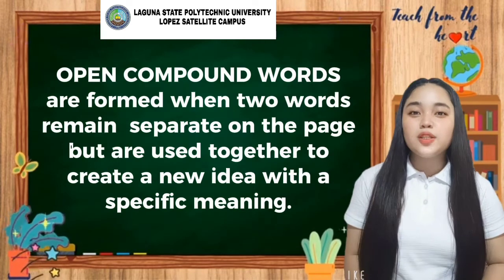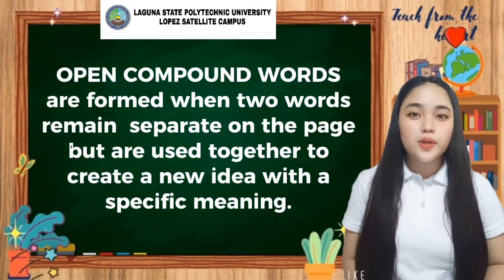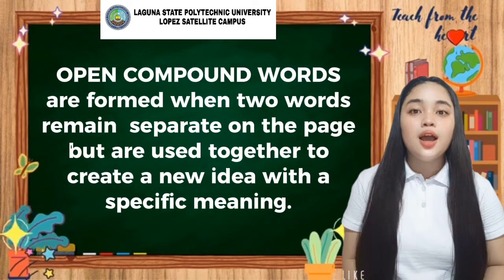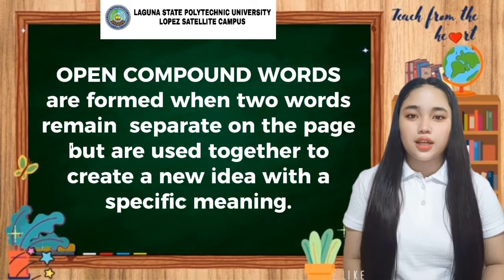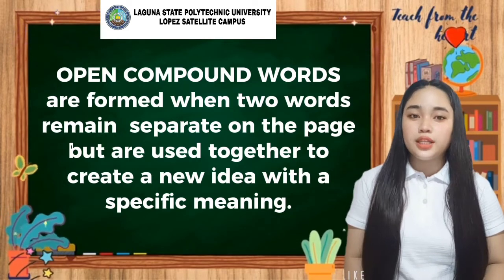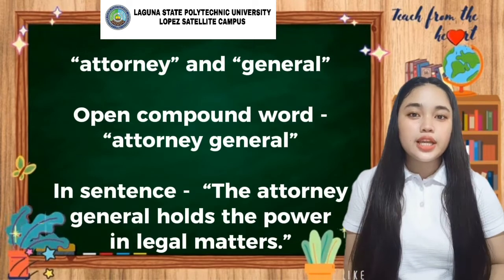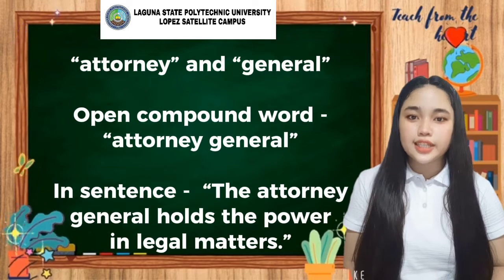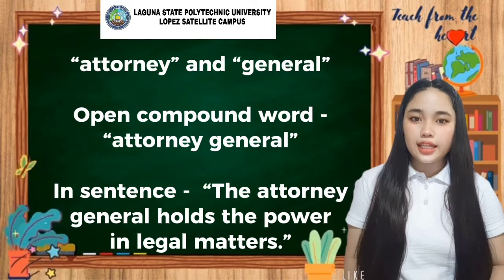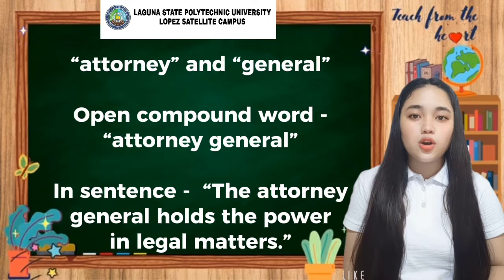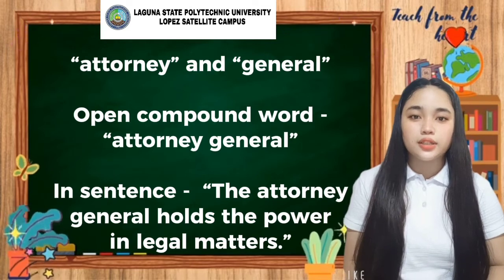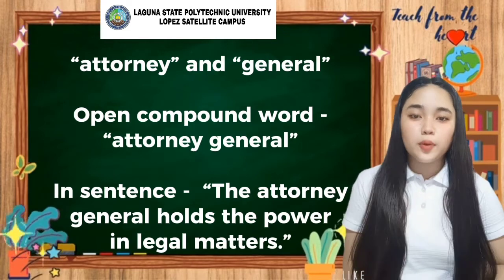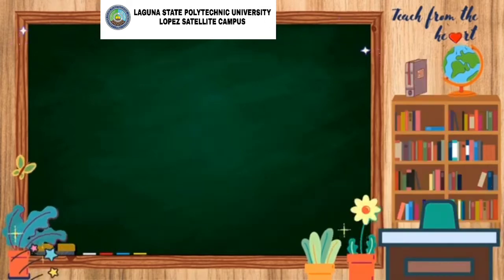The next type is open compound words, which are formed when two words remain separate on the page but are used together to create a new idea with a specific meaning. For example, attorney and general are used to form the open compound word attorney general. You could see this in the sentence, the attorney general holds the power in legal matters. And here are some examples of the open compound words.